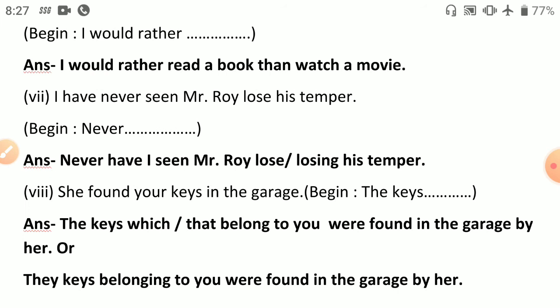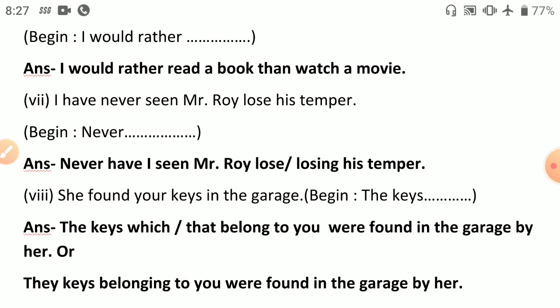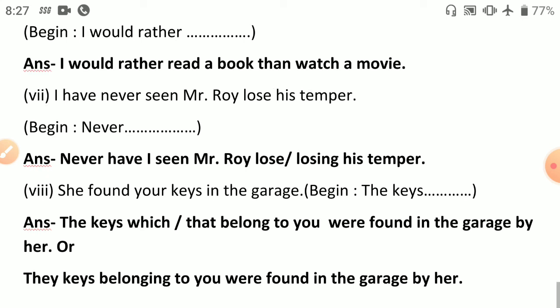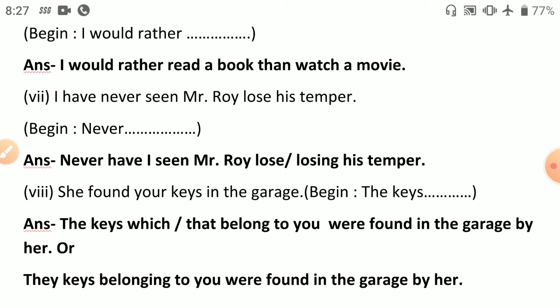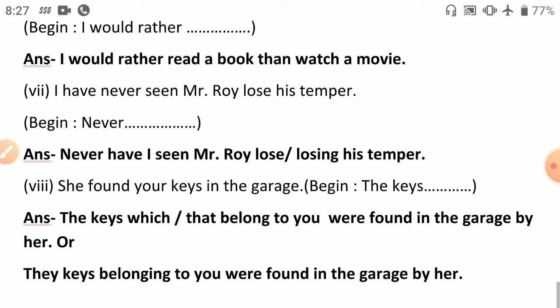Seventh: I have never seen Mr. Roy lose his temper. You have to start with never. So here it is an example of affirmative to negative. Never is followed by the auxiliary verb, that is have. Never have I seen Mr. Roy lose his temper. Or you can write, never have I seen Mr. Roy losing his temper. Both are correct.